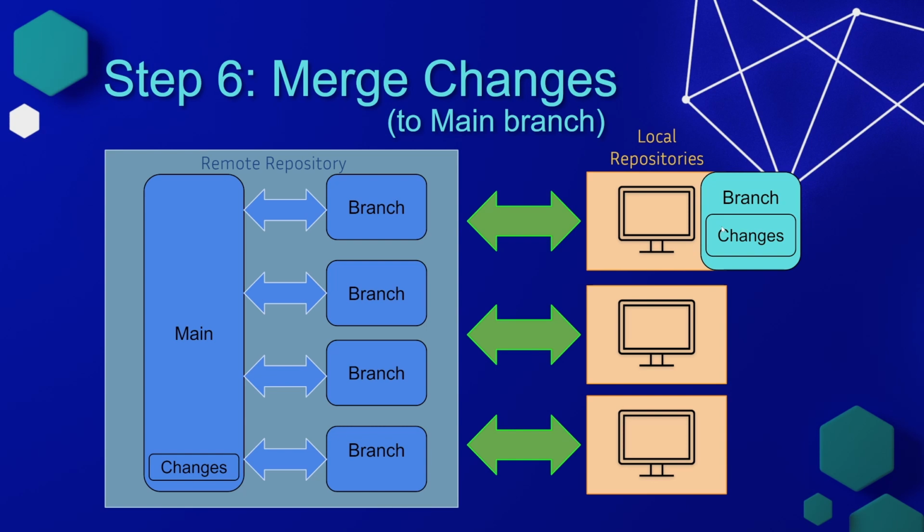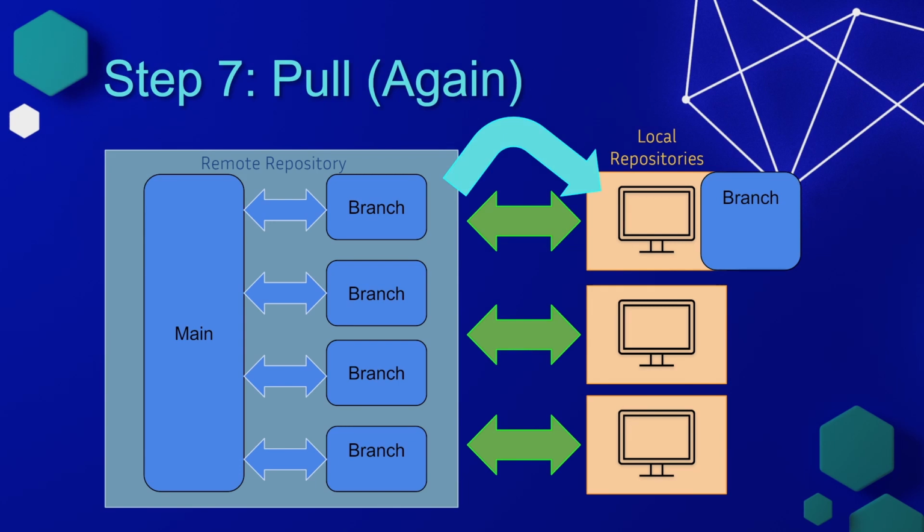But keep in mind, at this point, the changes are not merged into the main branch on your local machine, which means the last step is to pull those changes down again, which now means that you have those changes in the main branch on your local repository as well. And at this point, depending on how your team structure is set up, you may want to delete that branch as you're done working in there, or you can continue to work from that branch.